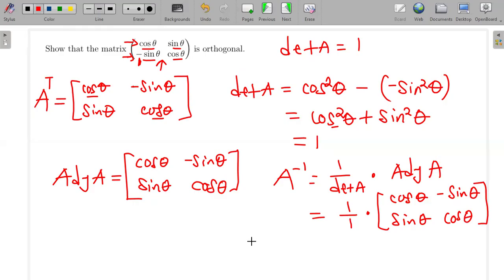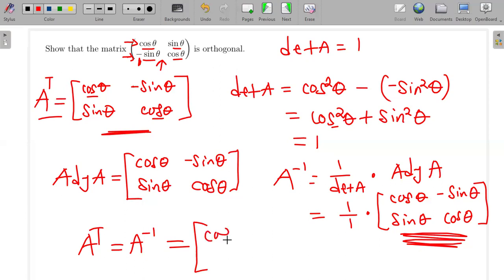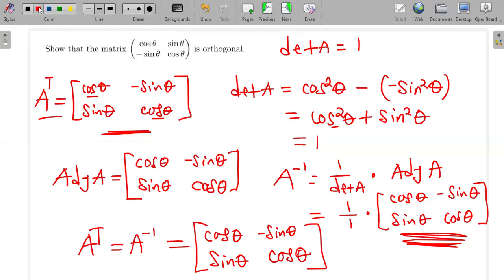Now let's compare. We see that my A transpose is actually equal to the what? To A to the power minus 1, or the A inverse, because this here is the same as this. I'll just write it here: cos theta, minus sine theta, and then sine theta, cos theta. Since these are the same, we're going to conclude that this matrix that was given here is actually what? Orthogonal.